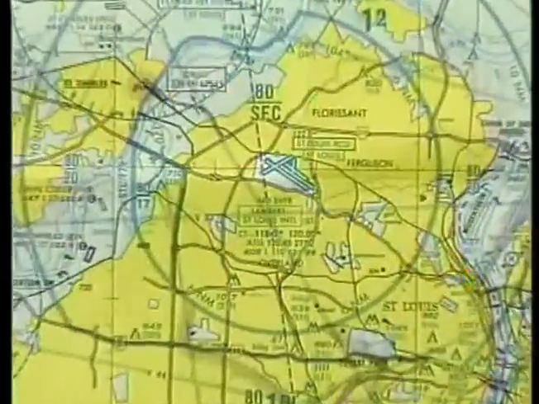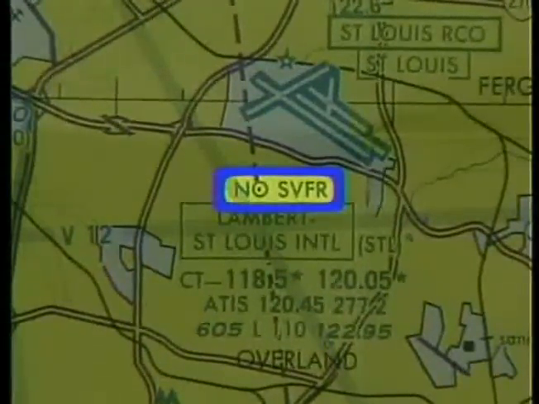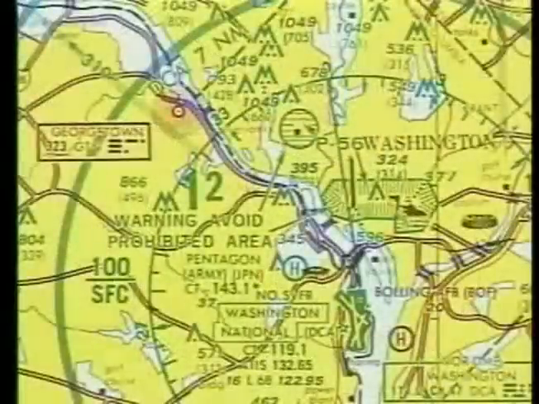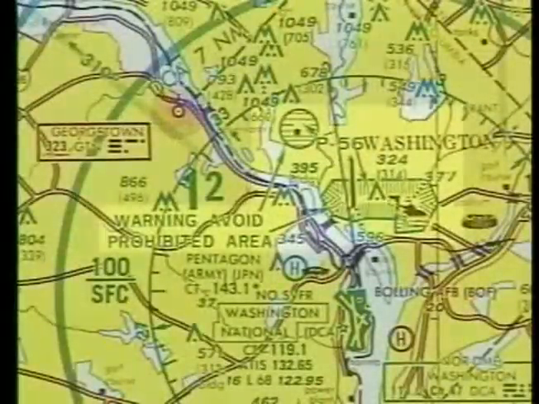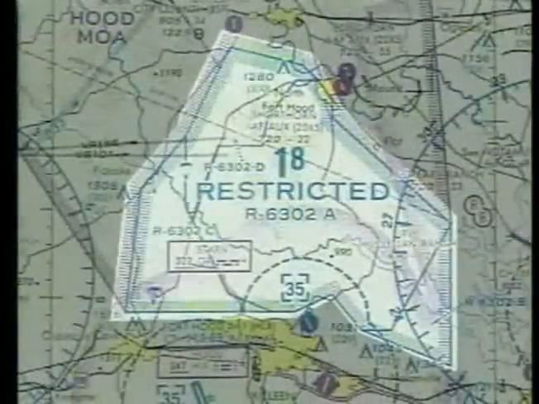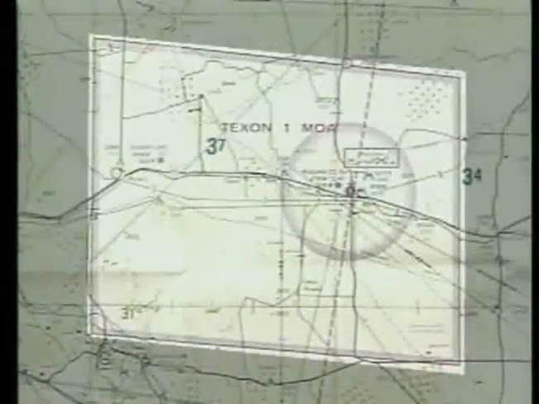If fixed-wing special VFR operations are prohibited, the term "No SVFR" will be included directly above the primary airport's information block. Other types of airspace you will find displayed on the chart are prohibited areas, restricted areas, military operations areas, and warning areas.